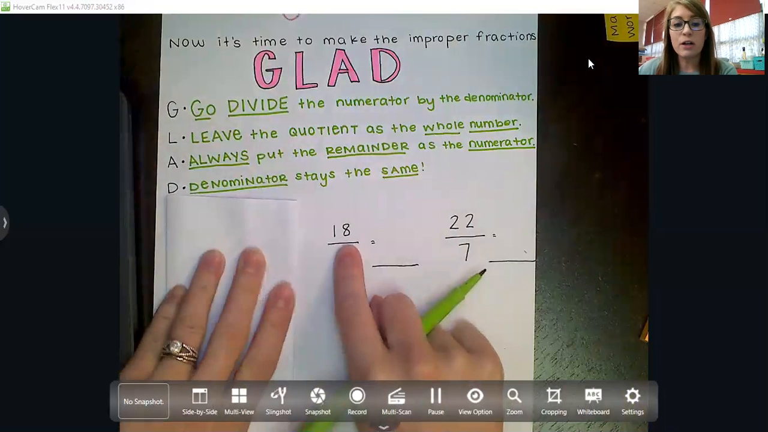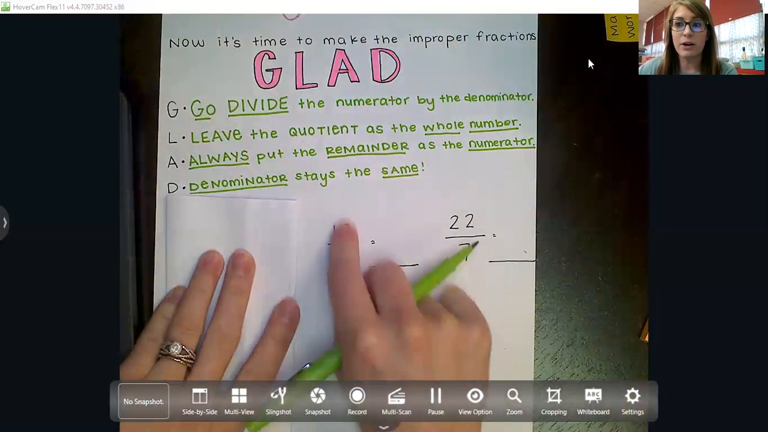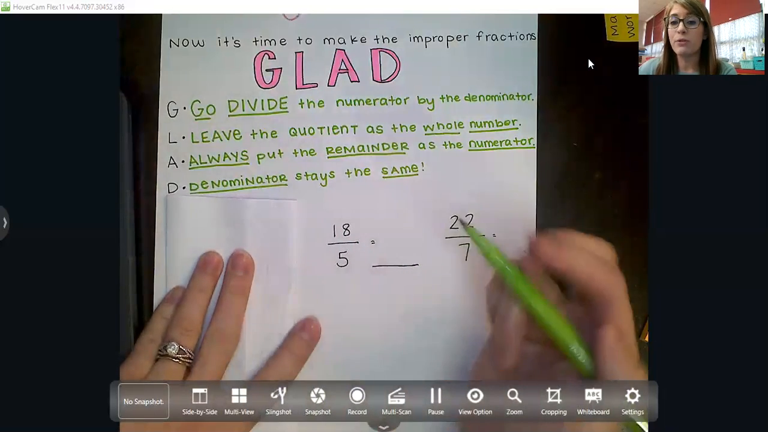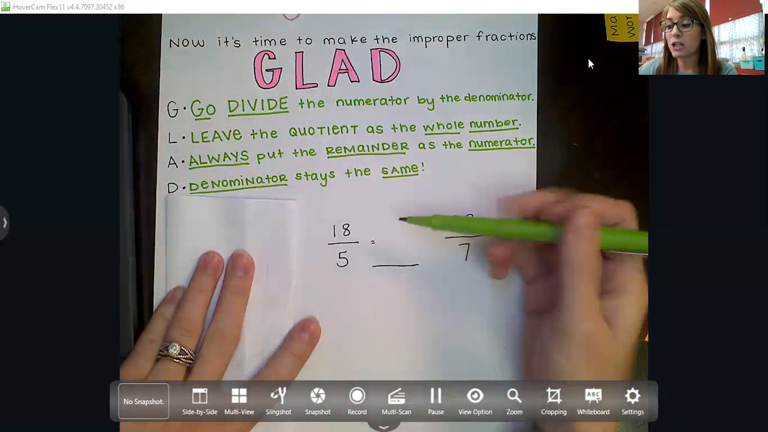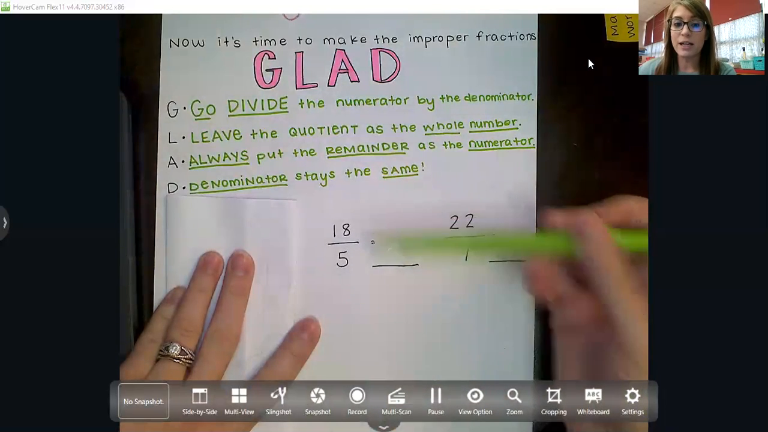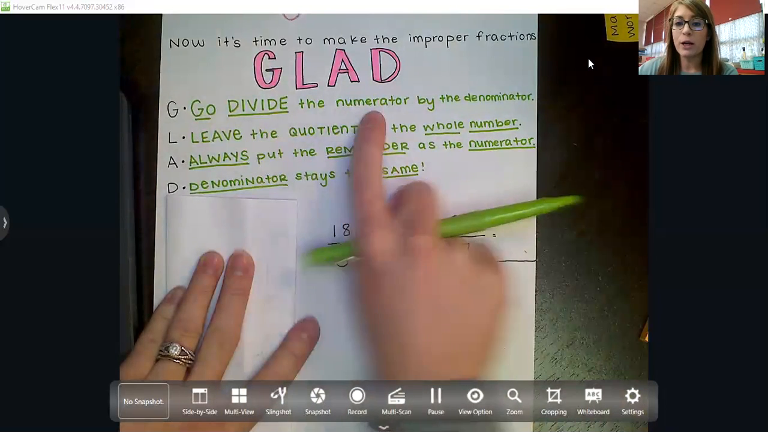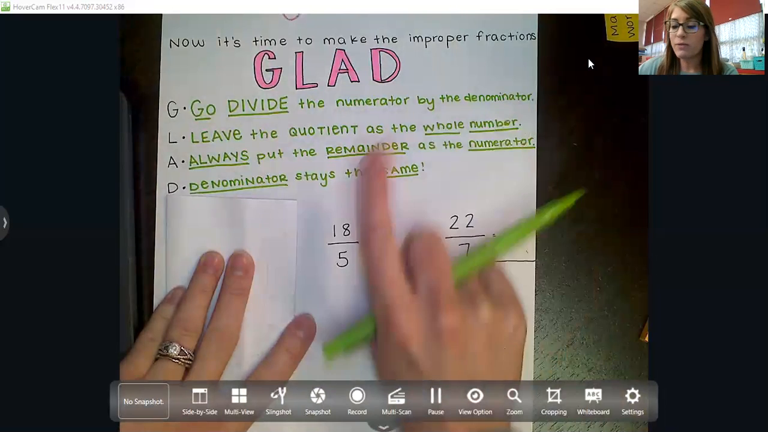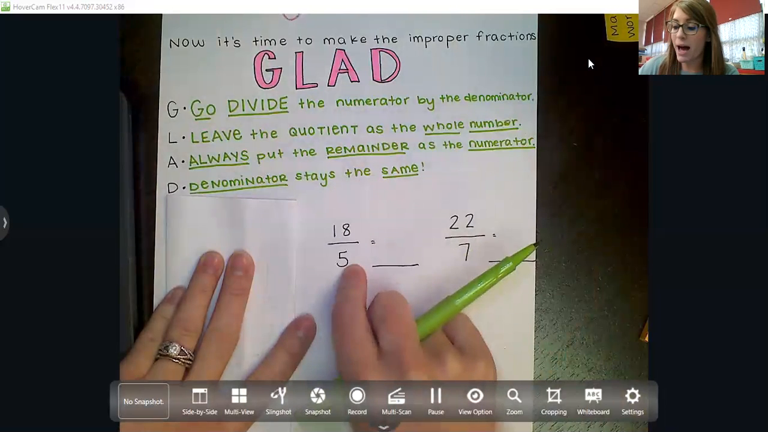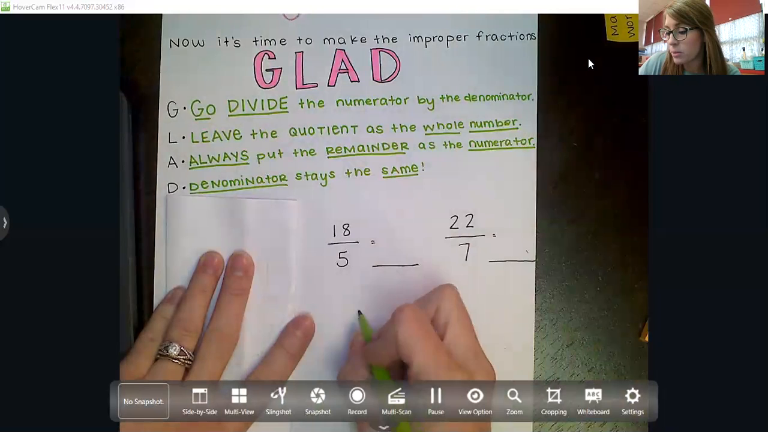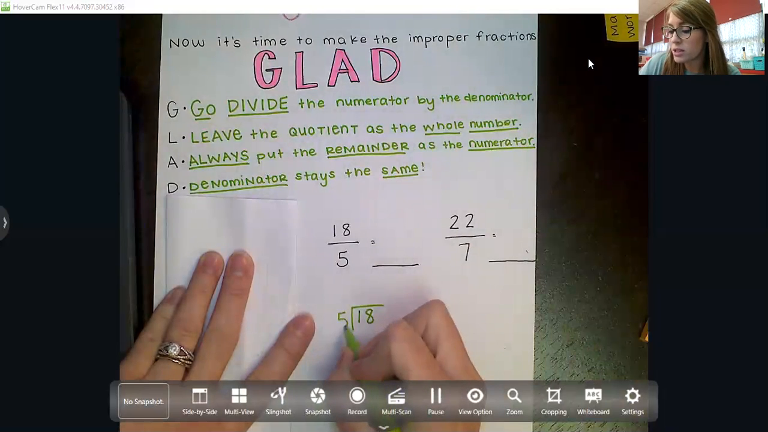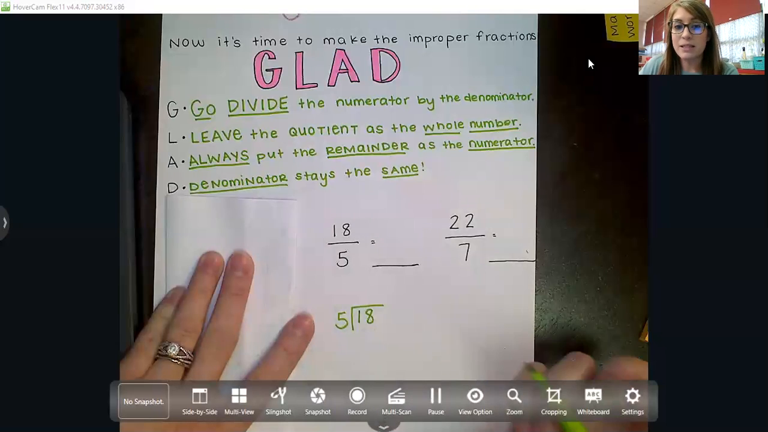All right, so the first thing we're going to do, 18/5 is our improper fraction. Remember, an improper fraction is just a fraction that has a larger numerator than it does a denominator, okay? So we're going to go divide the numerator by the denominator. So we've got 18 divided by 5. So I'm going to go ahead and write that division problem out, just like that. Then I'm going to remember my steps.